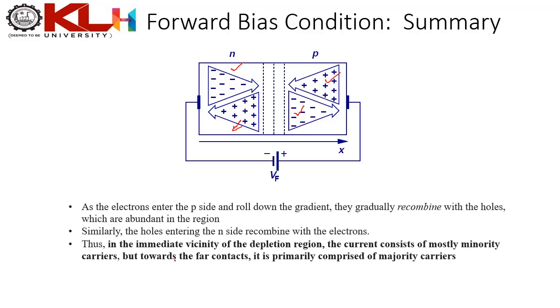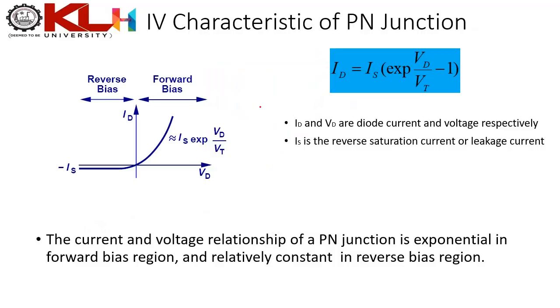Okay, so like I said, in the immediate vicinity of the depletion region, that is here and here, the current consists mostly of minority carriers because of diffusion, but towards the contacts it is primarily composed of the majority carriers. Over towards the contacts it is primarily the majority carriers, but near the interface it is mostly the minority carriers. Okay, right.